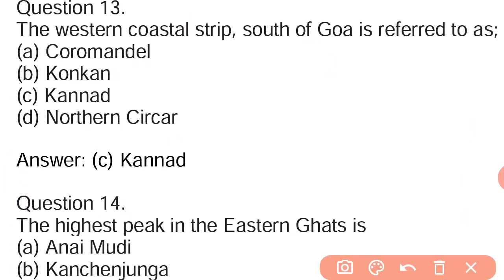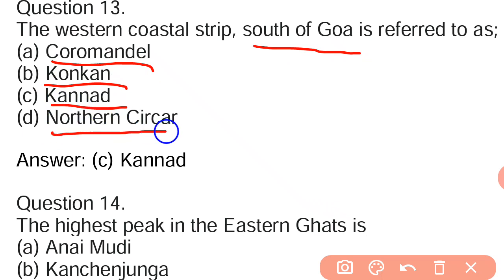The western coastal strip south of Goa is referred to as option A Coromandel, option B Konkan, option C Kannad, option D Northern Sarkar. Right answer is option C Kannad.